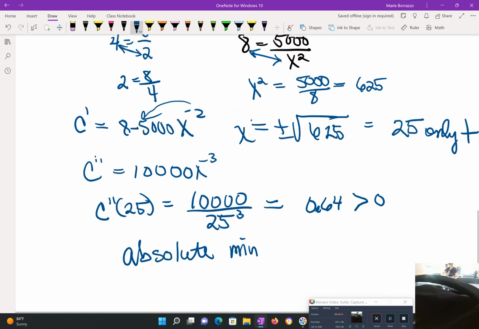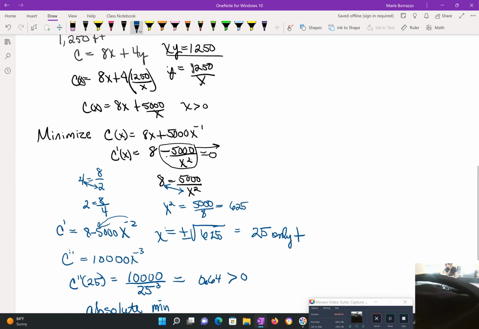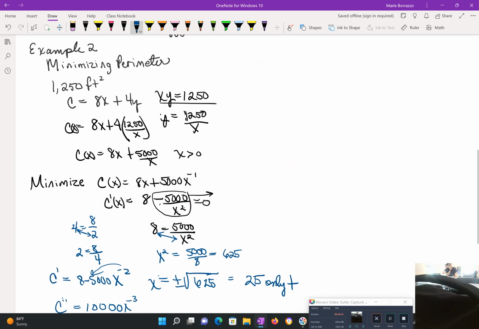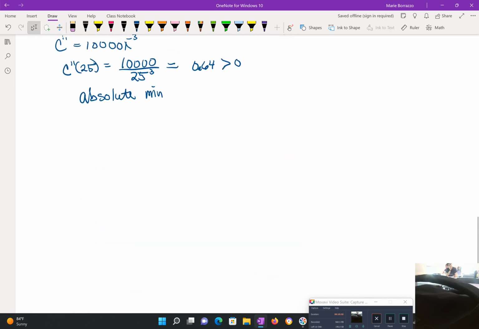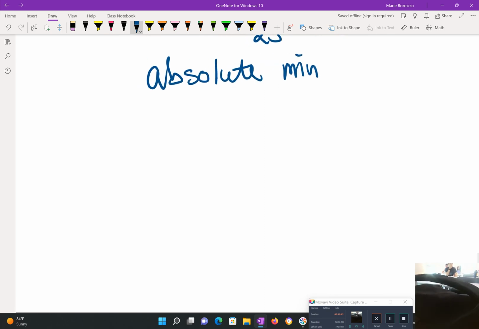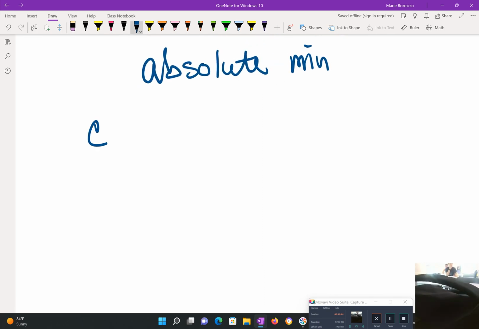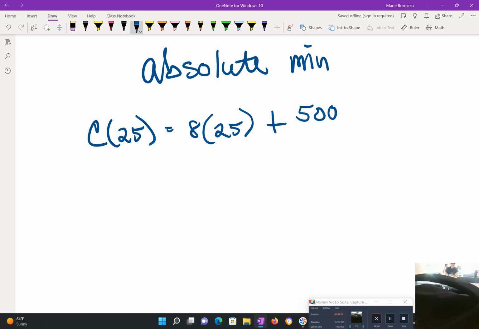If this is the premise of this question, which you have in front of you, I hope. So the premise of this question is to minimize, and we just found the absolute minimum. Then based on this, we know that c of 25, the original function at 25, is equal to 8 times 25 plus 5,000 over 25. So you should end up with 400 when all is said and done.